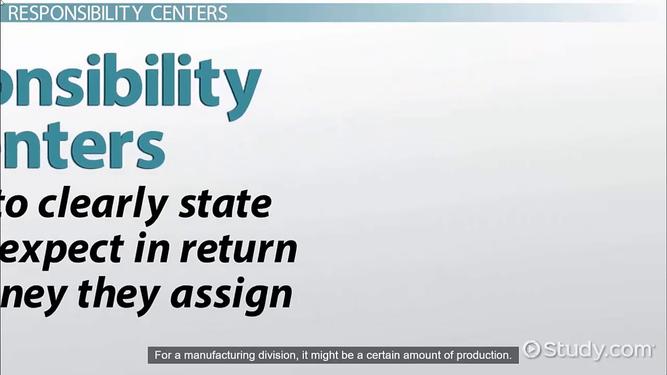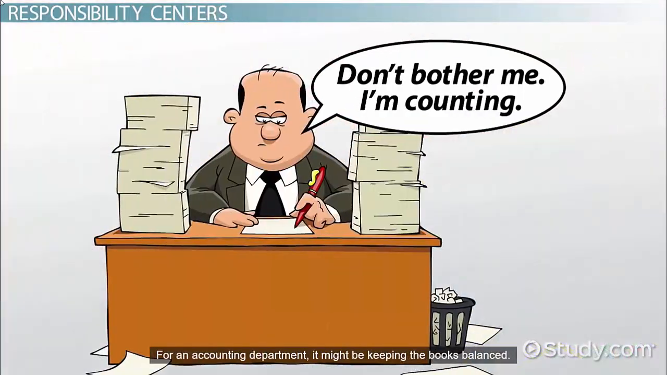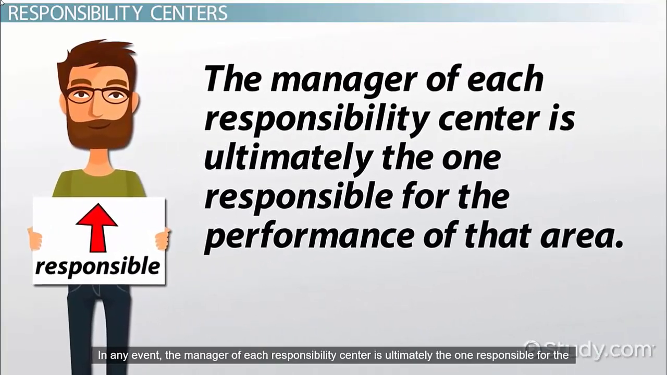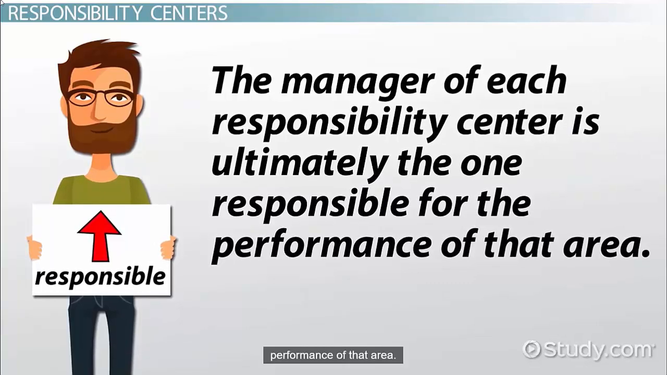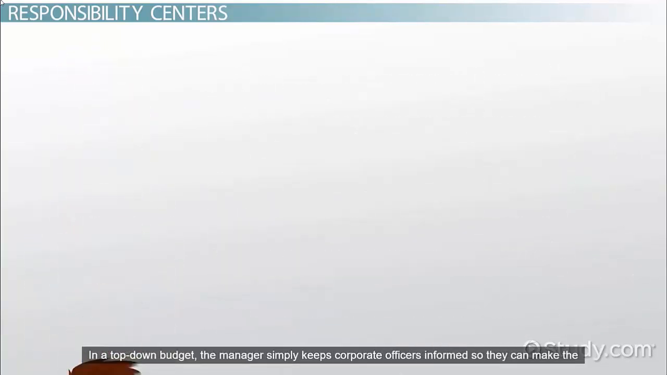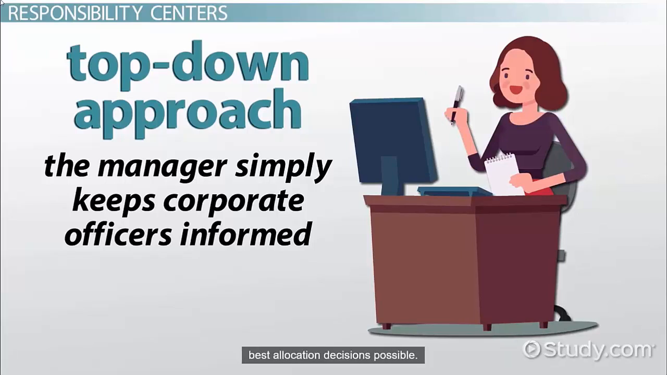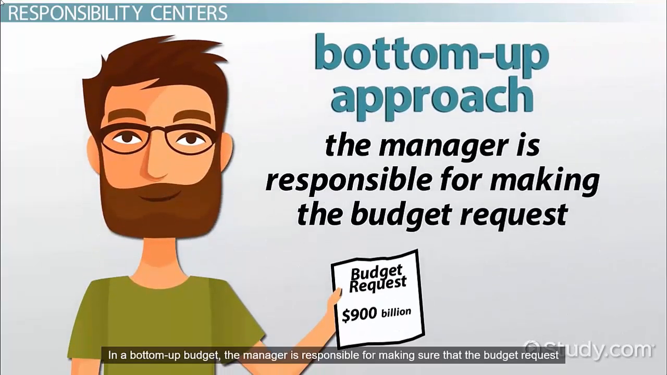For a manufacturing division, it might be a certain amount of production. For an accounting department, it might be keeping the books balanced. In any event, the manager of each responsibility center is ultimately the one responsible for the performance of that area. In a top-down budget, the manager simply keeps corporate officers informed so they can make the best allocation decisions possible. In a bottom-up budget, the manager is responsible for making sure the budget request features everything that is needed for that department.